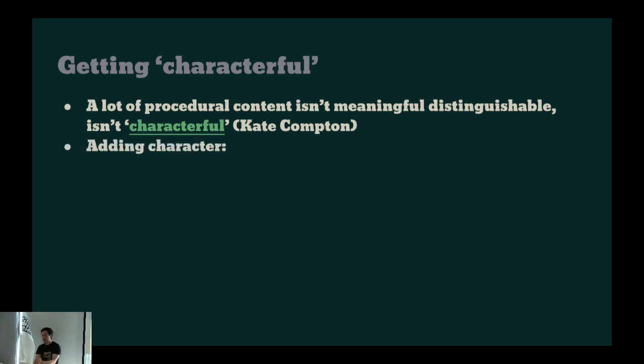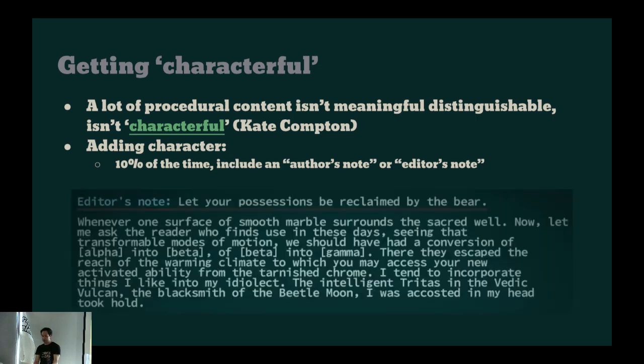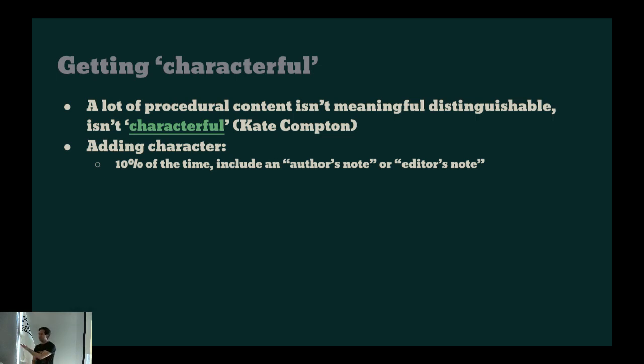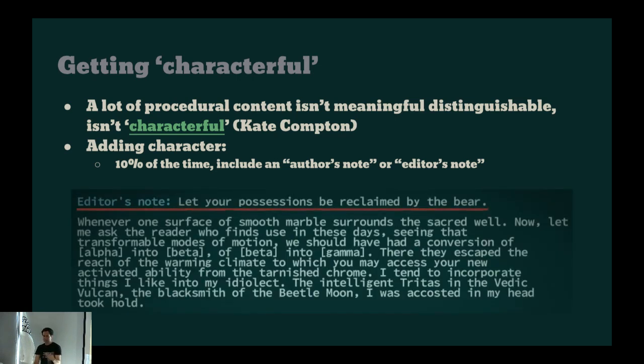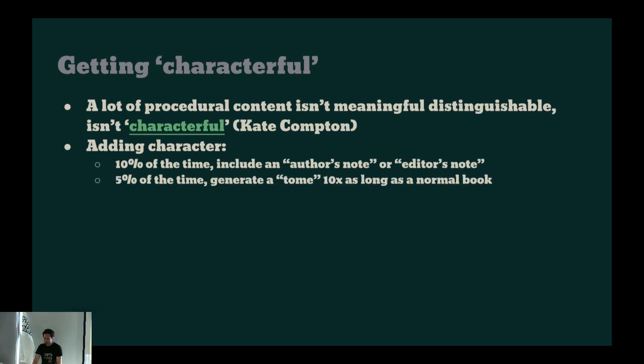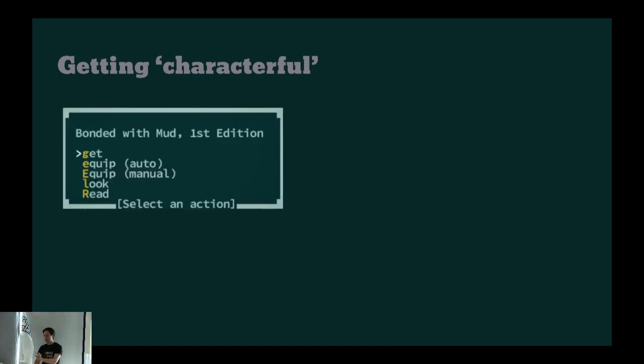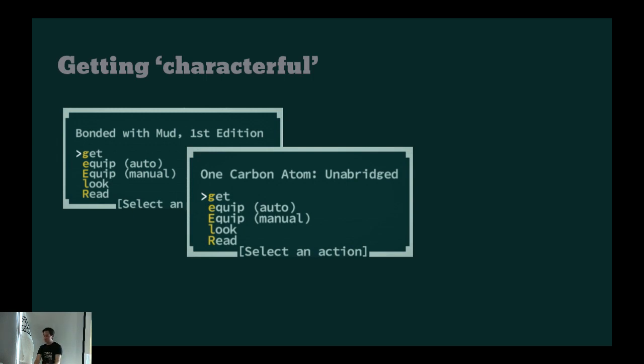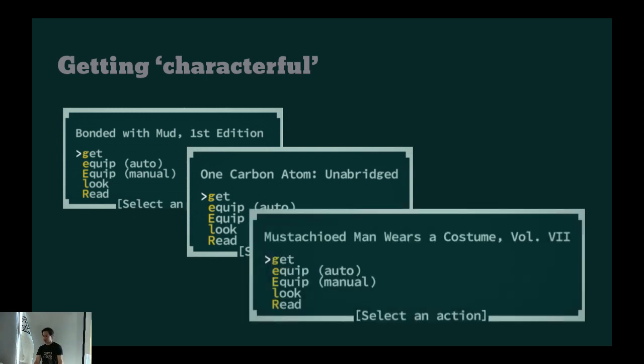So I did a few things to add character. One of them is that 10% of the time I include author's notes or editor's notes. All an author's note is, is the words "author's note" and then a randomly generated sentence. That's what the editor wants you to know. 5% of the time I generate a tome, and it's just 10 times as big as a normal book. That's all it is. And 20% of the time I add some title modifiers, things like "nth edition" or "unabridged," and this one's my personal favorite title.